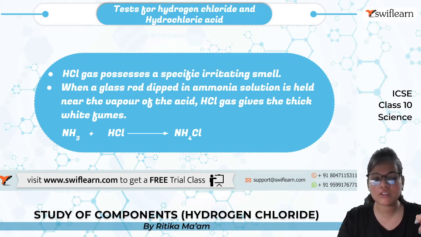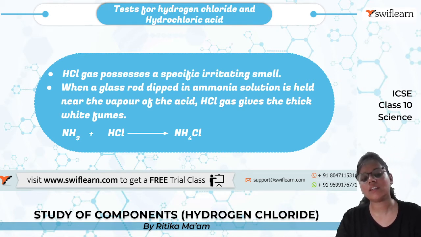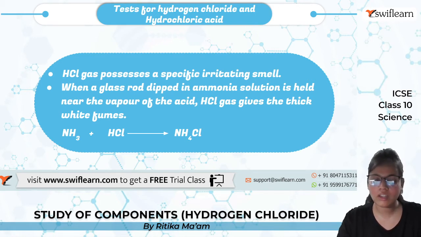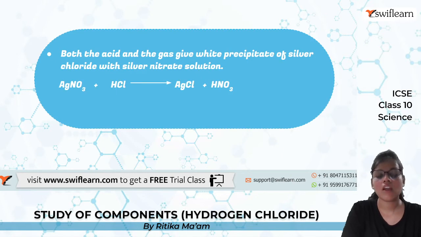So all we need to do is take a glass rod dipped in ammonia solution and bring it near the vapor of the acid, and it will give us the white fumes. Both the acid and the gas give a white precipitate of silver chloride when reacted with silver nitrate solution. So when we react it with silver nitrate solution, it gives a white precipitate of silver chloride.